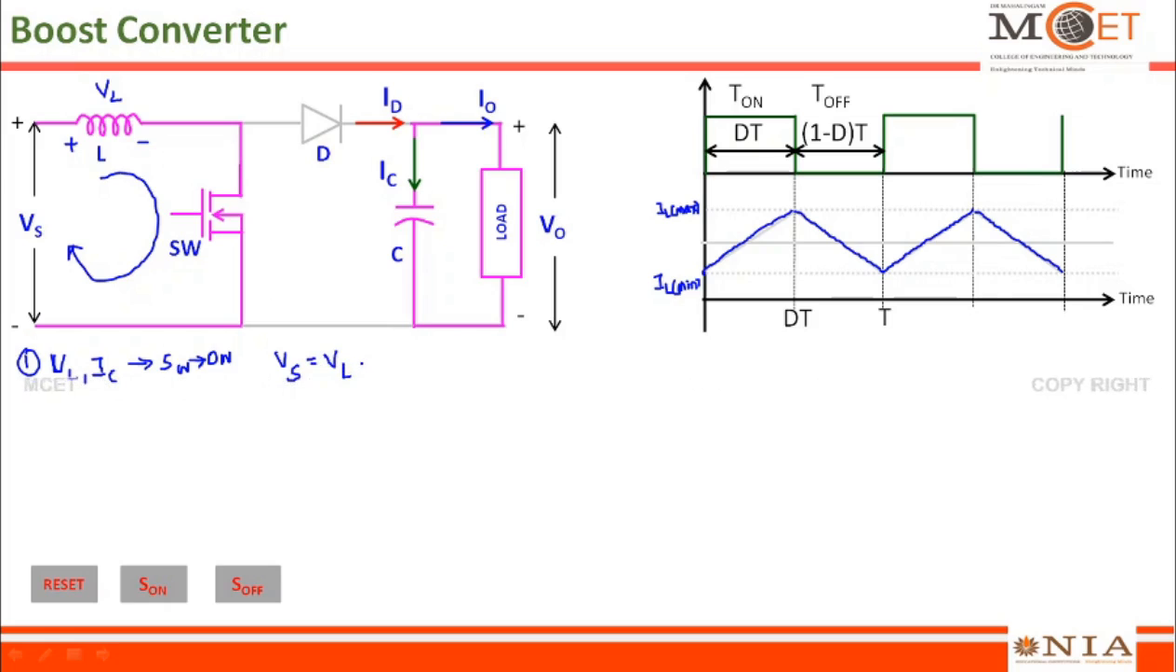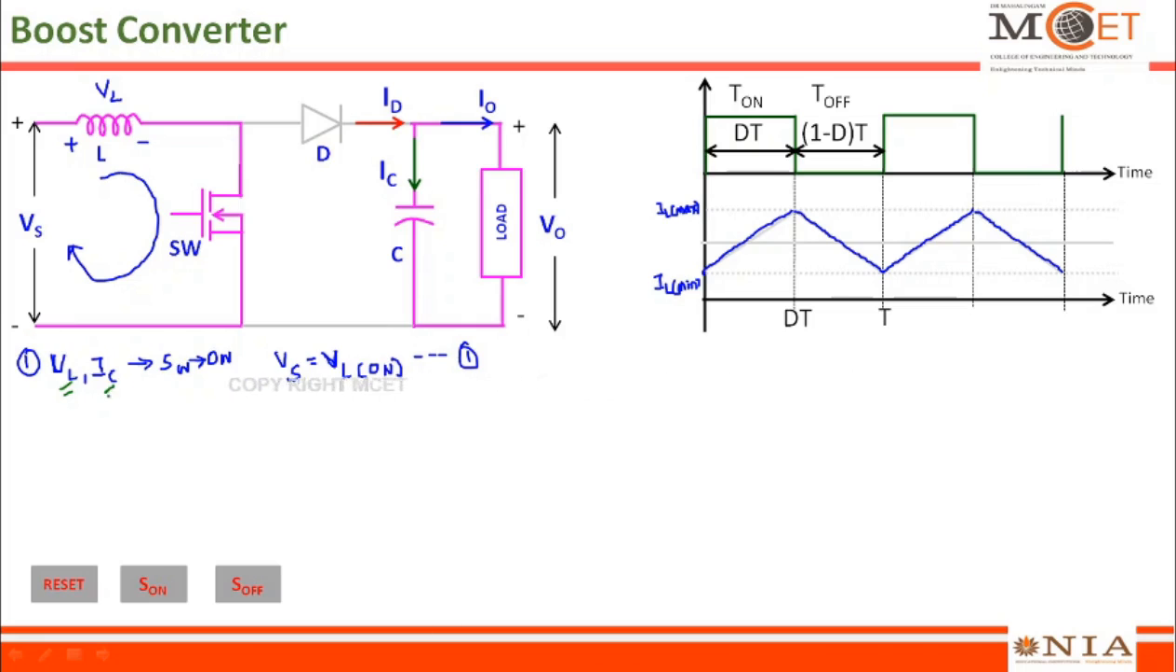This is the voltage across the inductor when the switch is in on condition. So I put VL on is equal to Vs, and let it be expression number 1. So I calculated the voltage across the inductor when the switch is in on condition.